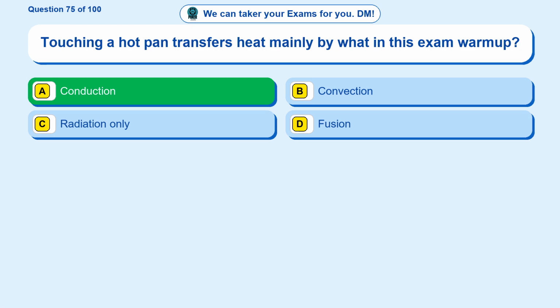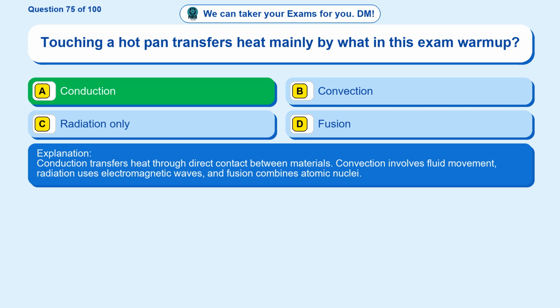Conduction. Conduction transfers heat through direct contact between materials. Convection involves fluid movement, radiation uses electromagnetic waves, and fusion combines atomic nuclei.